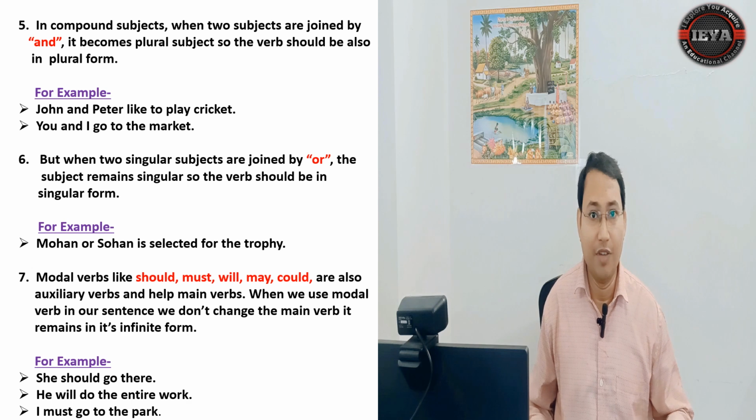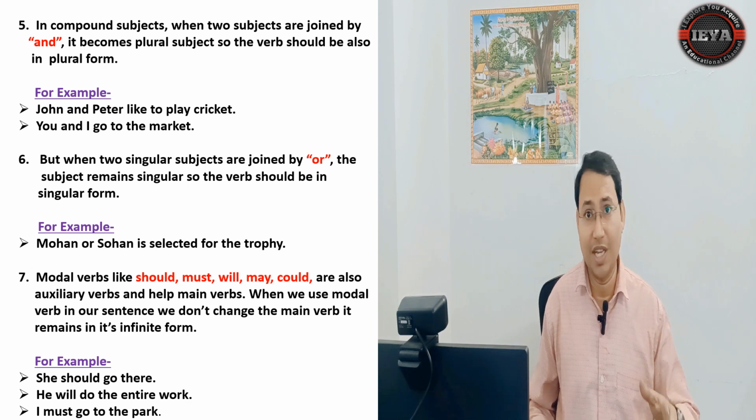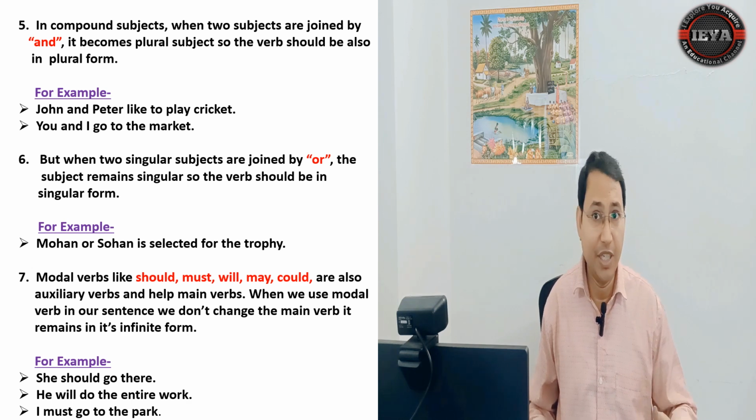Point number 5. In compound sentences, when two subjects are joined by and, it becomes a plural subject so that the verb should also be in plural form.